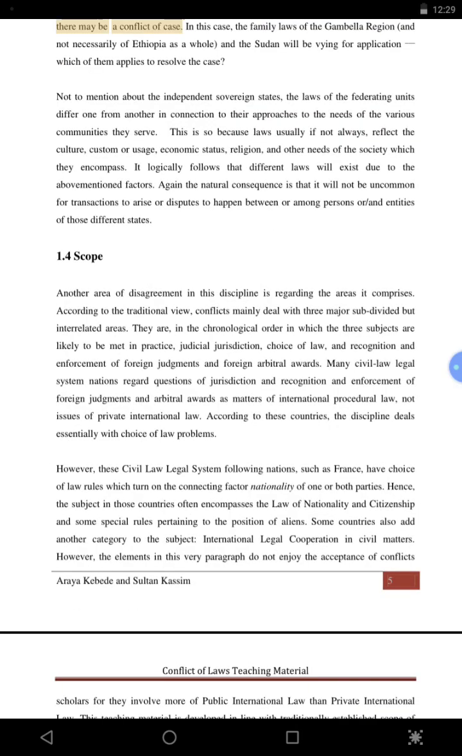There may be a conflict of laws in this case. In this case, the family laws of the Gambela region, and not necessarily of Ethiopia as a whole, and the Sudan will be vying for application. Which of them applies to resolve the case?